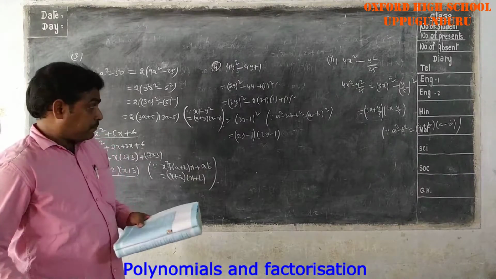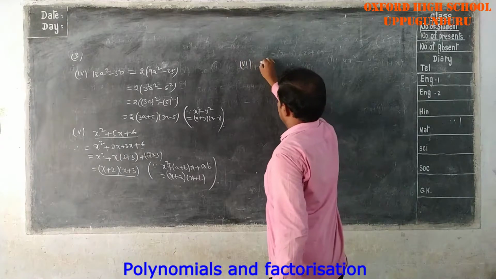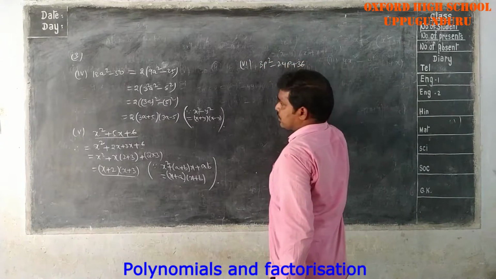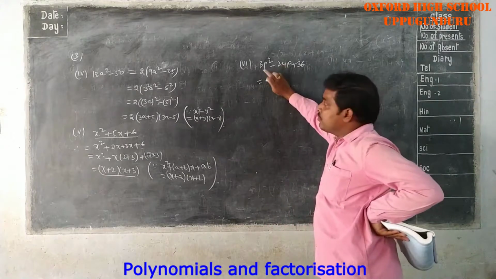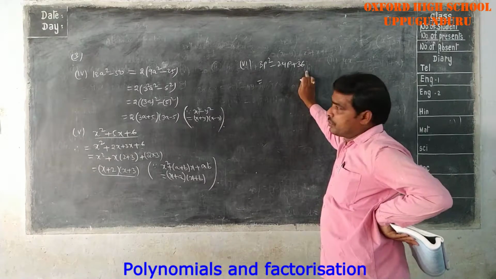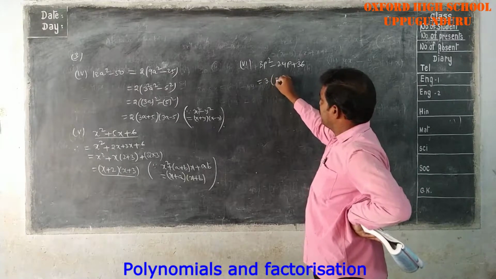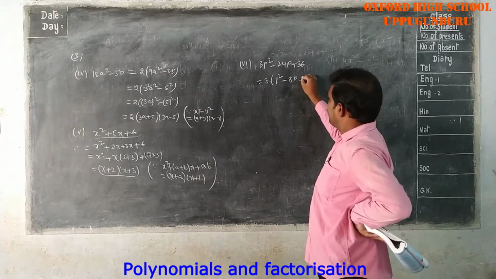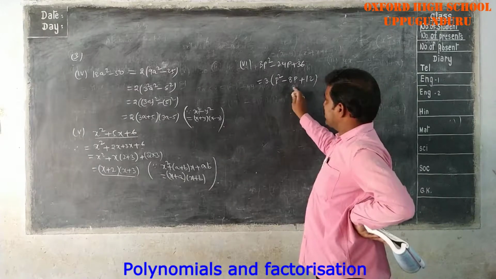Next, sixth one, 3p square minus 24p plus 36. When you observe these three terms, 3, 24 and 36, all three are divisible by 3. So if you take 3 common, 3 of p square minus 8p plus 12, since 3 8s are 24 and 3 12s are 36. Now you have to factorize this one.